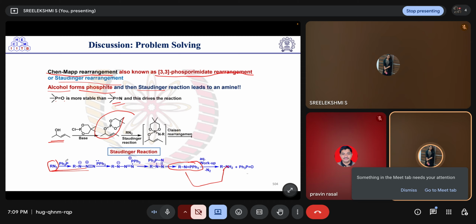So what is happening? Firstly, this PPh3 will attack over this nitrogen, and we will be getting this particular intermediate, and then it will form this type of four-membered transition state, like a modified kind of Wittig reaction we can say, and then N2 will be released and give this compound. Then aqueous workup will give rise to this particular amine, and PPh3 oxide will be eliminated. That is why it is said here that the P double bond O is more stable than the other one, and that is the driving force for this reaction.